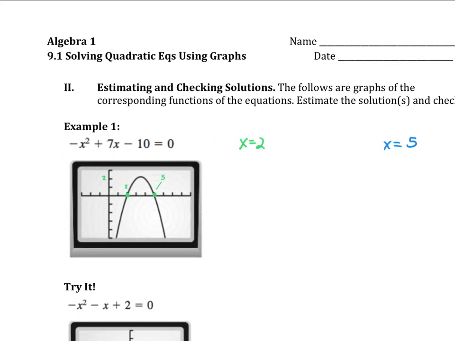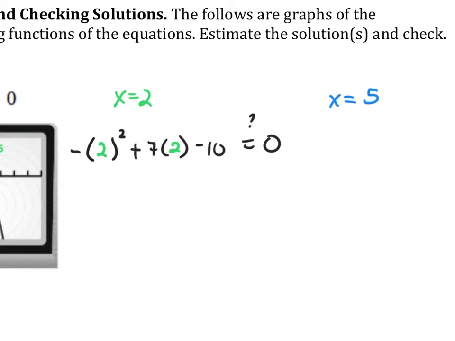So we know if they are solutions, when you plug in a 2 here and here, I end up getting a 0. So let's test that. So I put the opposite, put parentheses around the x, which is a 2. Notice don't put the negative. It's always wise to have the parentheses when you substitute. Plus 7 times 2 minus 10 equals, with a question mark, because I don't know if that's true yet, 0.